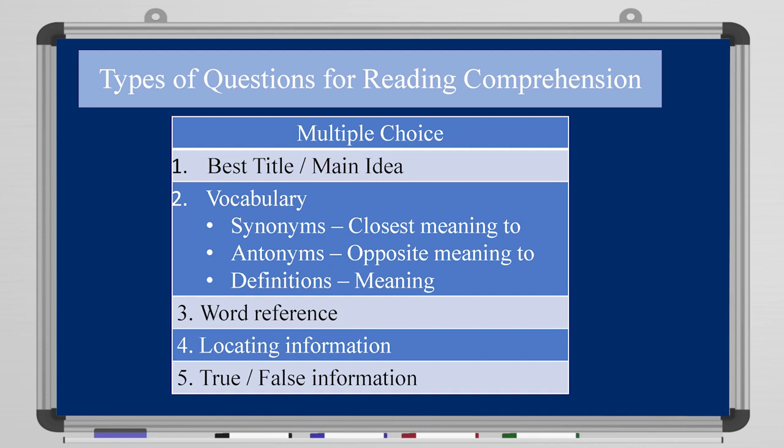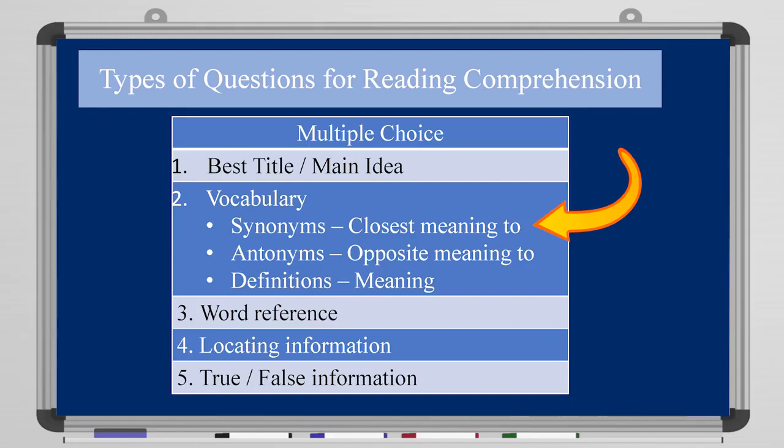I want you to take your time in reading the answers that you have. Okay? Don't go through the answers very quickly. Take your time in reading them. For the types of questions, as we said before, you have 2 types: multiple choice and productive questions. For the multiple choice, you can have options of best title or main idea.